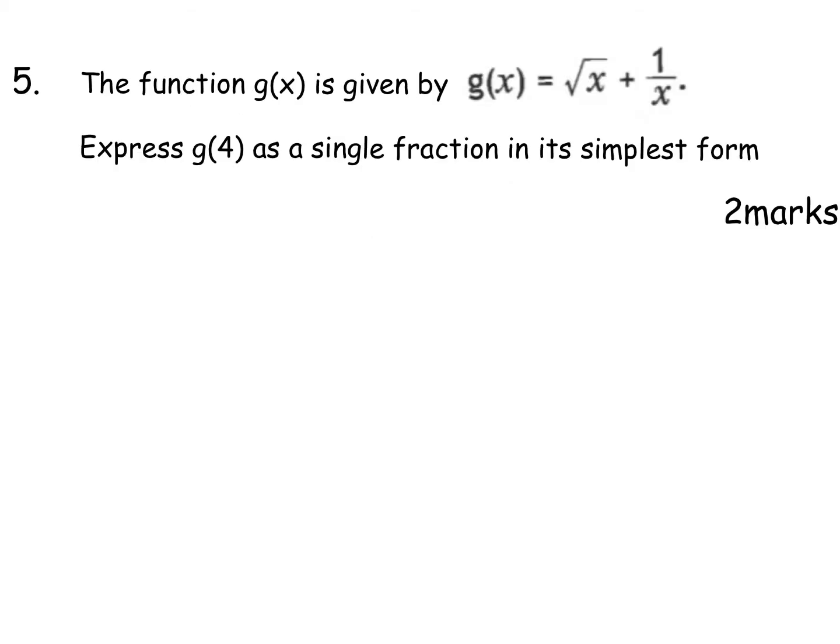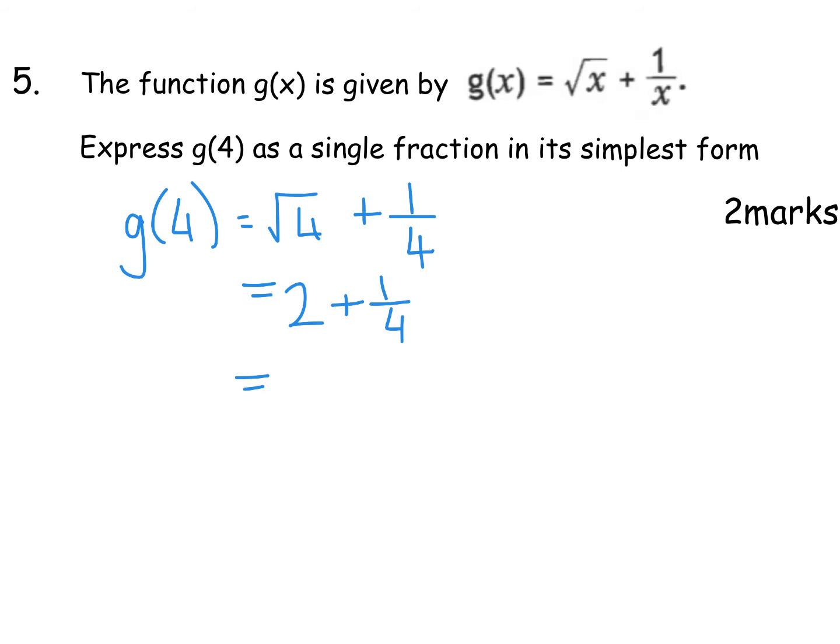Okay, number 5, we've got a function question, and we're told g of x is given by this thing here, and we have to work out g of 4. So g of 4 is simply replacing x with a 4. So we've got the square root of 4 plus 1 over 4, which gives you 2 plus 1 quarter, and you can leave that as 2 and 1 quarter, or you can make it top heavy and say 9 over 4. I really don't mind which one. So on this question, there would be a mark for obviously an answer, and there would be a mark for substituting in there correctly. Okay, nice and easy.